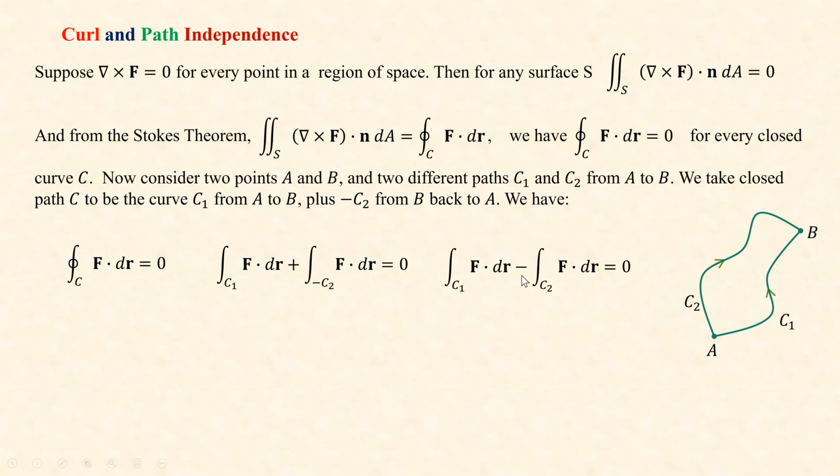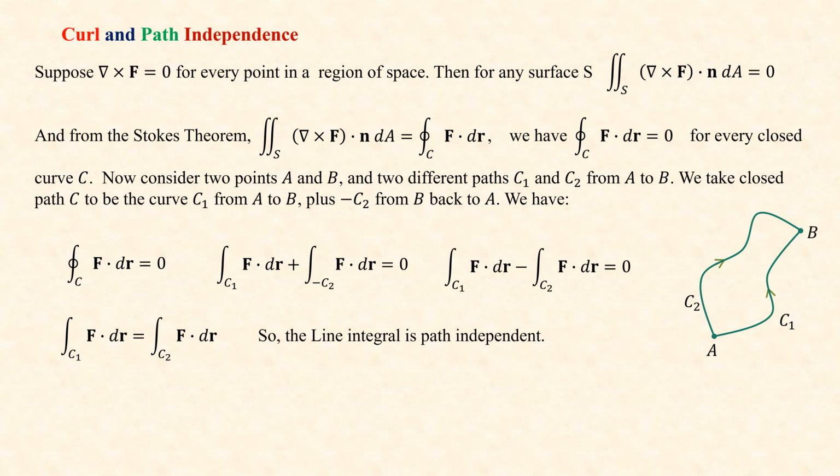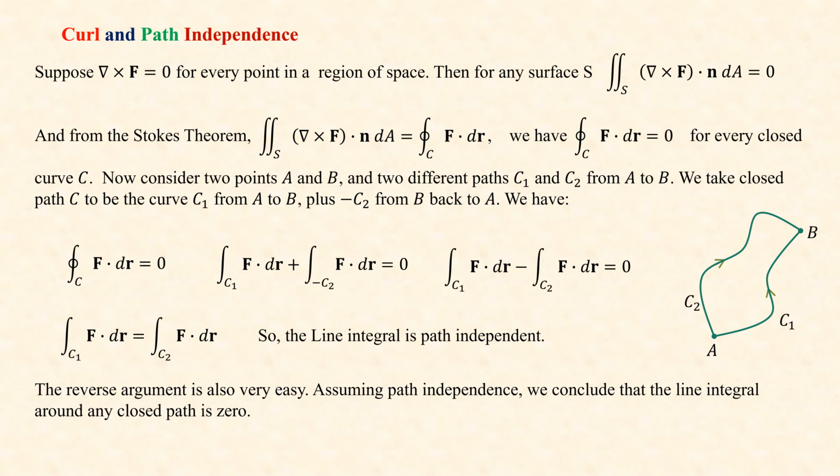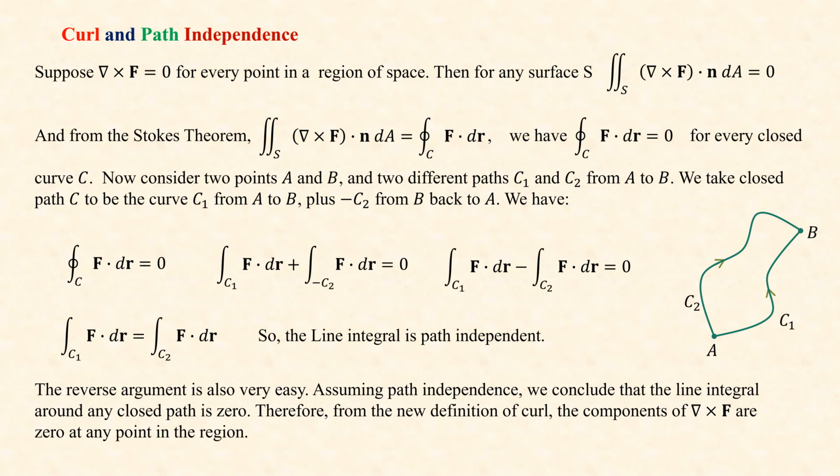So it's the same as going on C2, but with a negative sign. And if you move this integral over, the integral over C1 becomes the same as the integral over C2, okay? So the line integral is path independent. For any 2 paths, you can do the same thing and show that the integral is the same on any paths. The reverse argument is very easy, because if you assume path independence, you conclude that the line integral around any closed path is 0, and then from the new definition of curl, the components of curl are 0 at any point in the region.